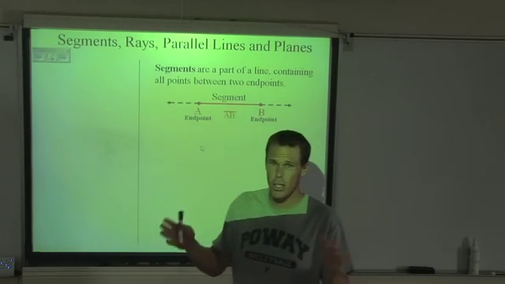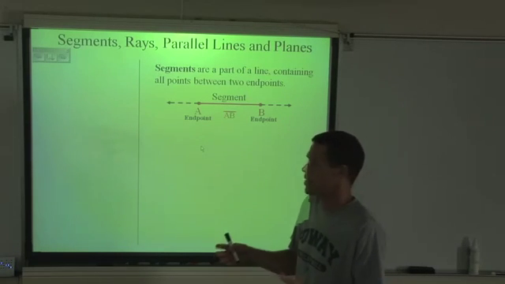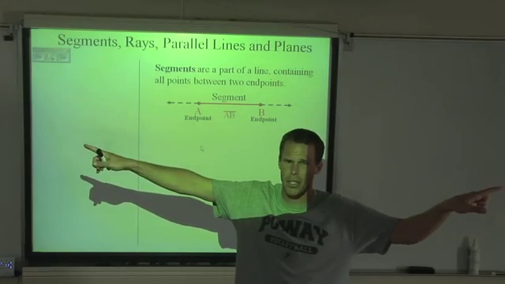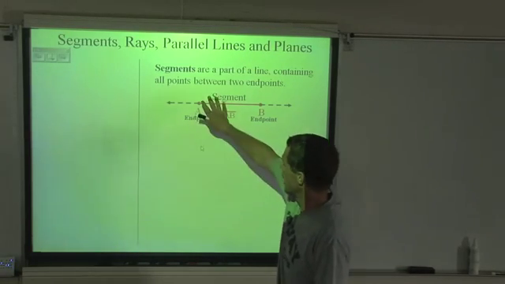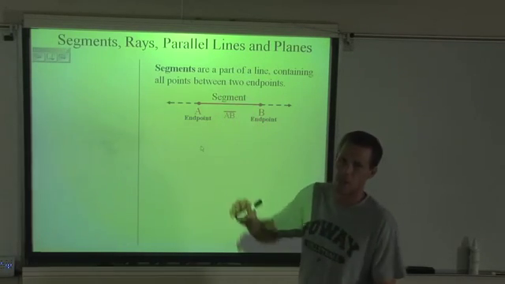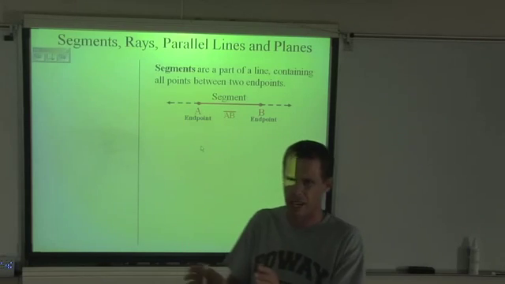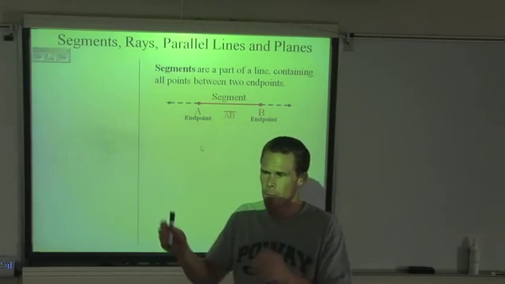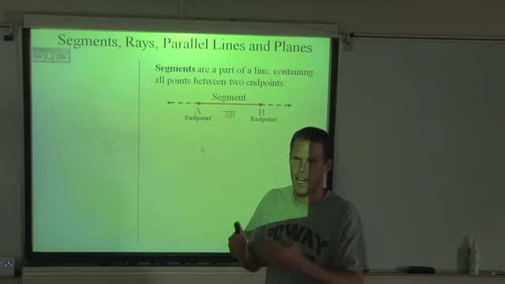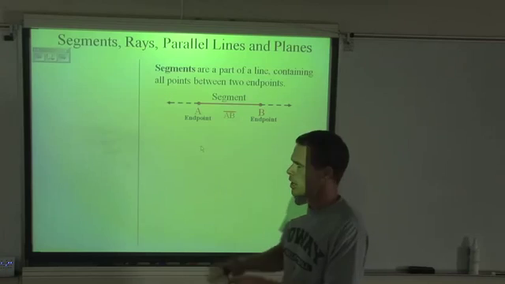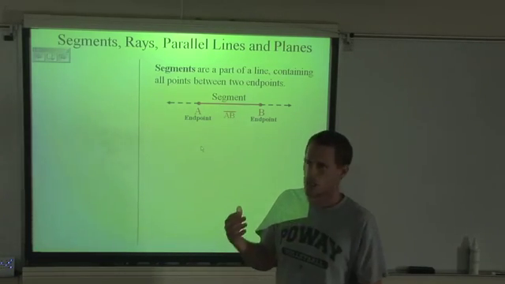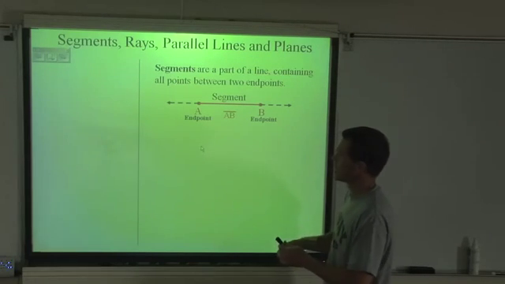Now, segments are part of a line. We learned what a line was in the previous lesson. It was the set of all points, so infinite points that extended in two opposite directions forever. A segment is part of a line, just a small portion of it, and it contains all the points between two endpoints. So a segment has a start and a stop. This introduces our first finite element for geometry. Finite meaning something we can actually measure. A segment can be measured to be 5 feet, 5 inches, anything like that that has a measurement to it.